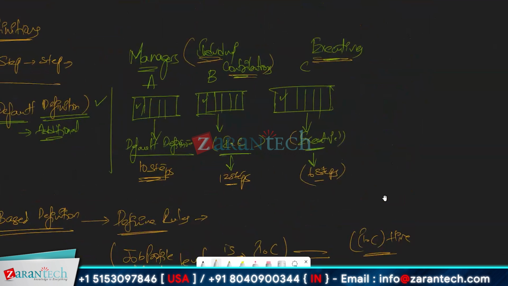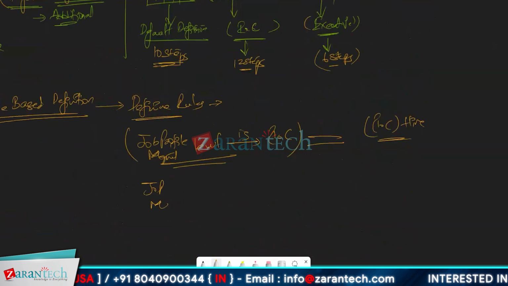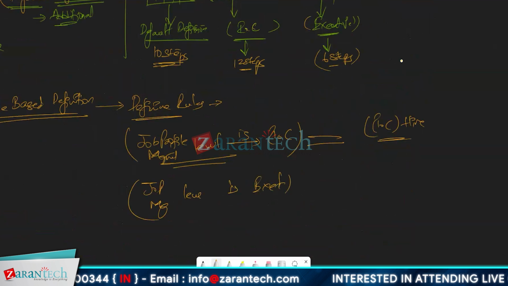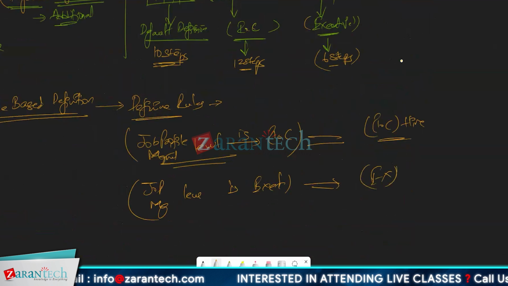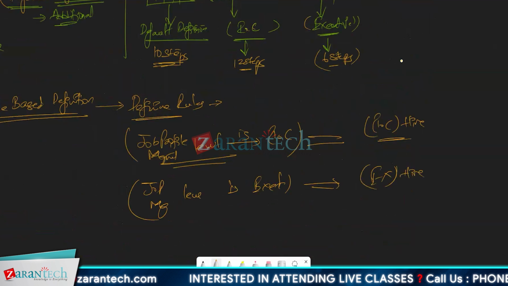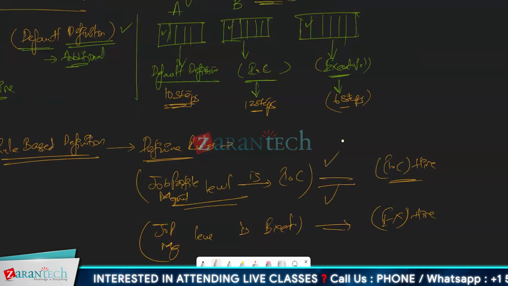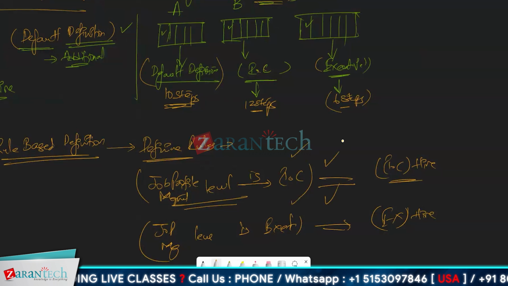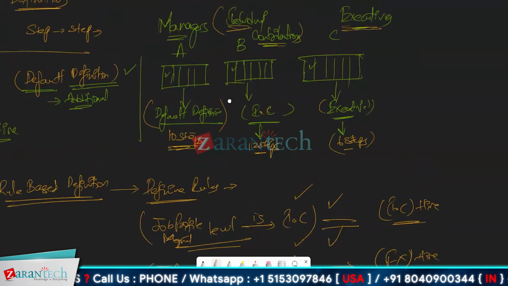Similarly, if the job profile management level is executive, you will want the executive level hire business process to be executed. And if it is not this or this, by default, the definition that will get executed, if no rule is equal to true, is the default definition for that particular hire.